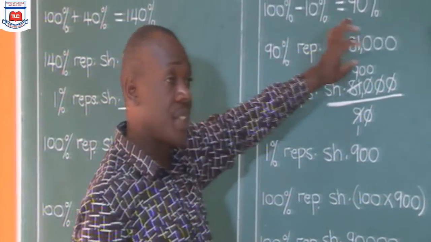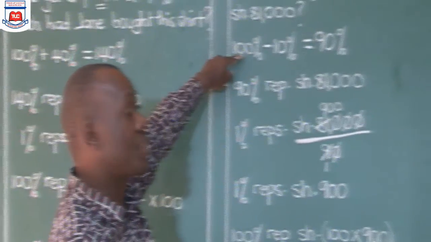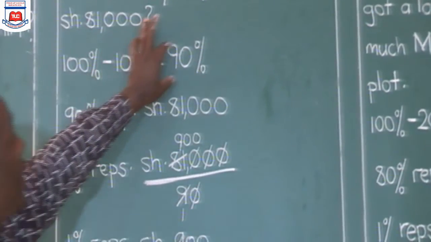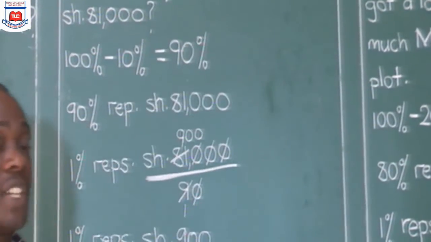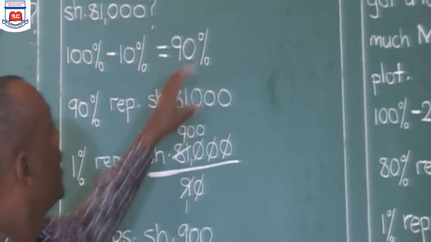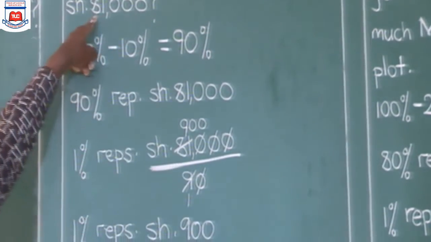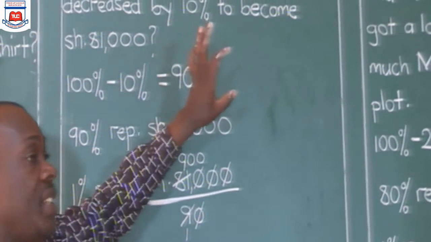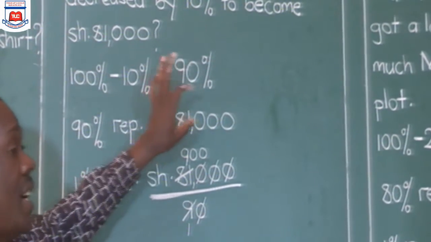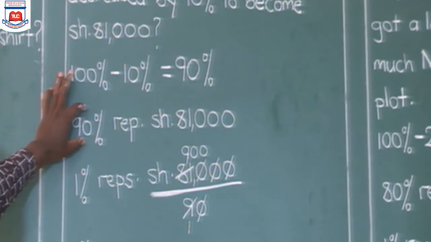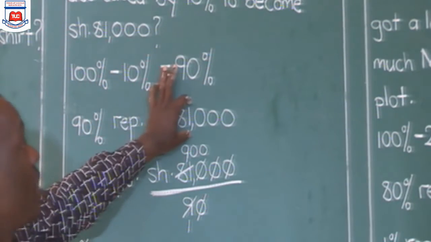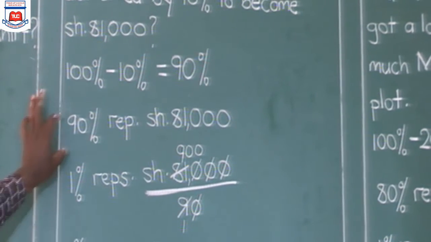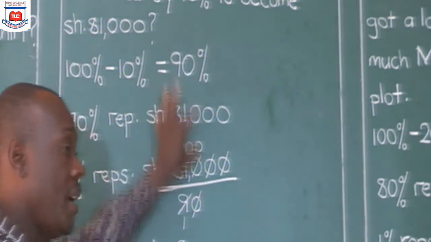So, you reduce in terms of subtraction. We say 100% minus 10% is equal to 90%. Now, 90% is what it has become after decreasing. And they are saying it will become 81,000 shillings. What does it become again after the decrease? It is 90%. So these two results are equal. That's why we say 90% of the decrease represents the 81,000 that became, or this amount became after the decrease. We say 90% represents 81,000 shillings.